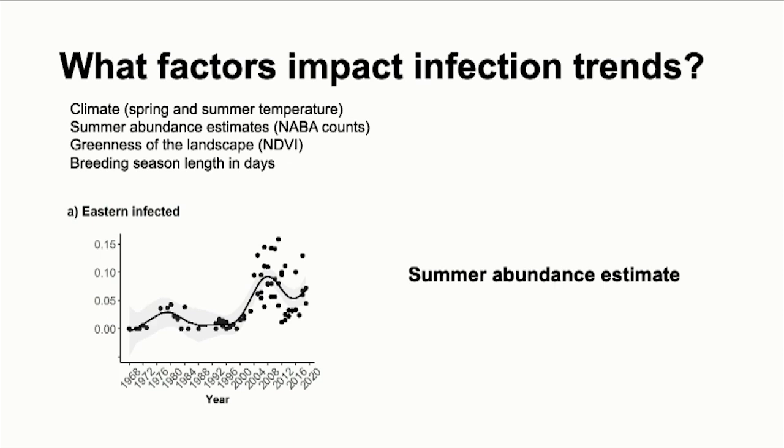And I wanted to mention that these were for a particular region. So in a given region, the number of monarchs was positively related to infection trends, which makes sense given the dynamics of the parasite and how it's transmitted and how it's spread.